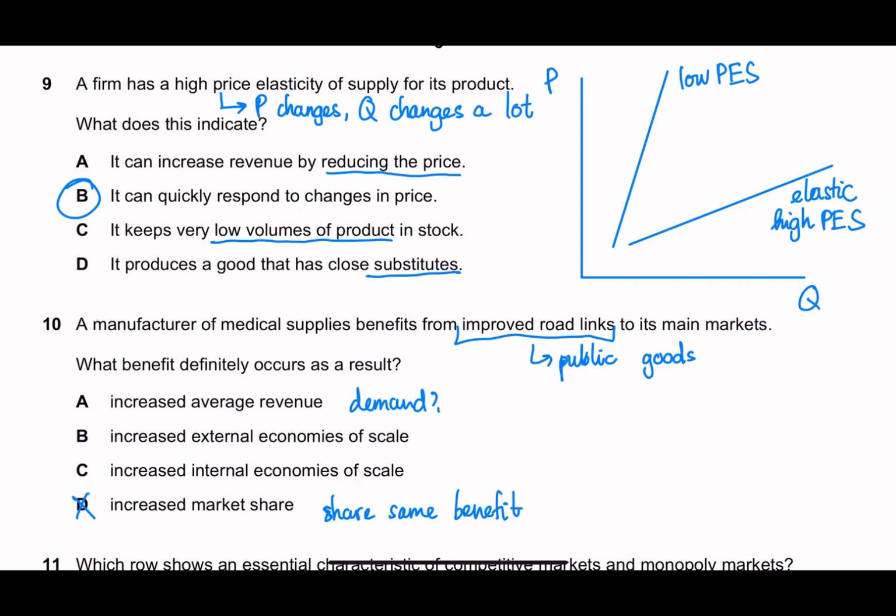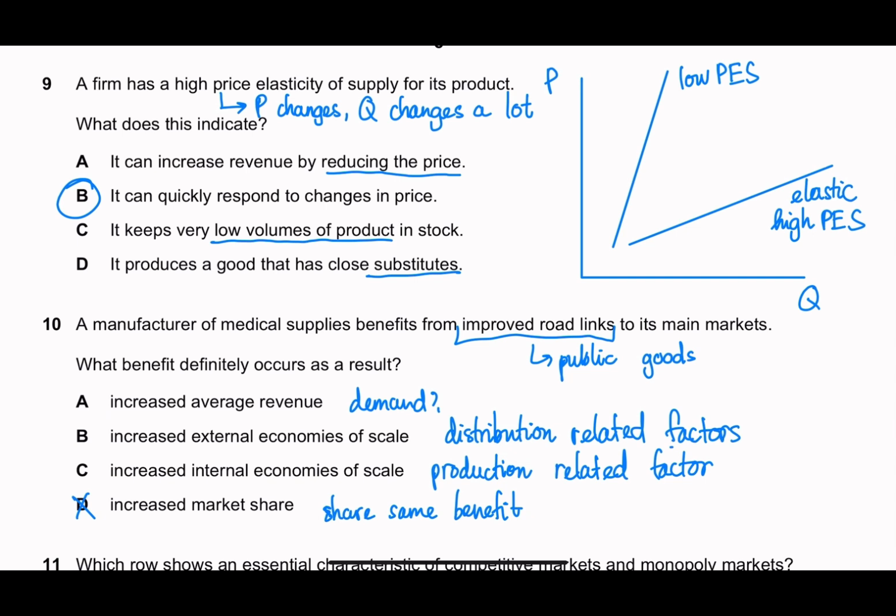So then internal economies of scale relate to production related factors. And then external economies of scale mention all of the distribution related factors. So the road is actually an improvement in their distribution path. So we would choose B as the increased external economies of scale.